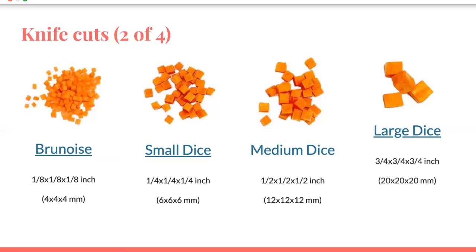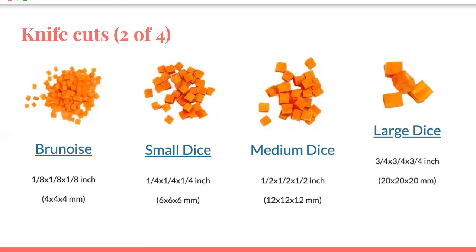Next is small dice. Small dice is 1/4 inch square. I like this cut, especially for soup, because you can fit several pieces of vegetable on the spoon. To make a small dice, first cut the vegetable into bâtonnets, then gather the sticks and cut into quarter-inch squares. Dicing is often used to make a mirepoix, which is a mix of carrot, onion, and celery.